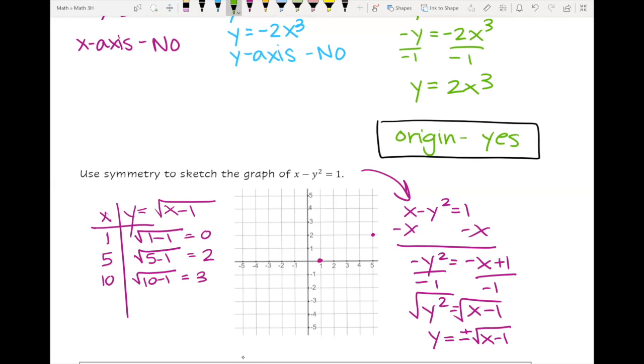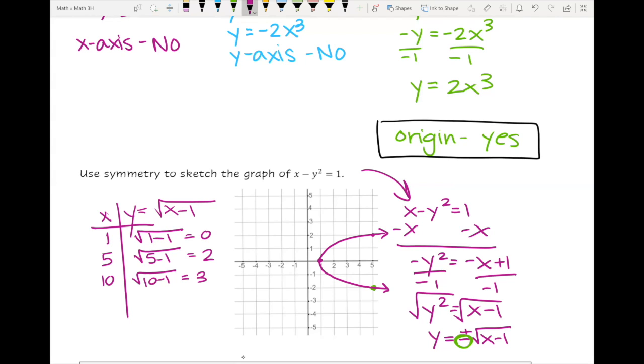If I'm going to deal with this negative right here, a negative square root of x minus 1, it should be symmetric with respect to the x-axis. So instead of being 2 up, I should go 2 down and hit this point right here. So I'm going to connect the dots. There we go. It's like a sideways parabola.